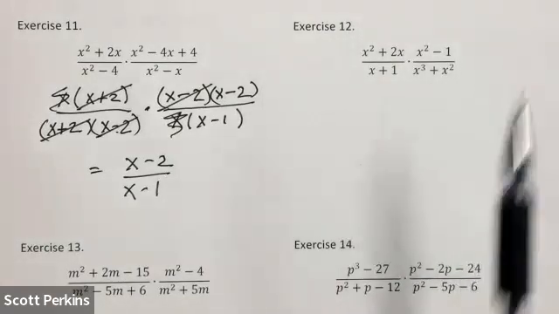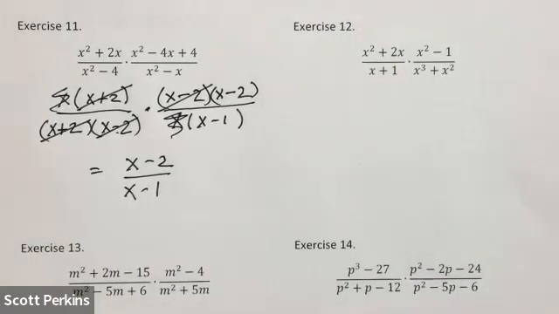Exercise 12. Exercise 12 has a couple things that have a common factor. There's a difference of squares, and there's one thing that doesn't need to be factored at all.